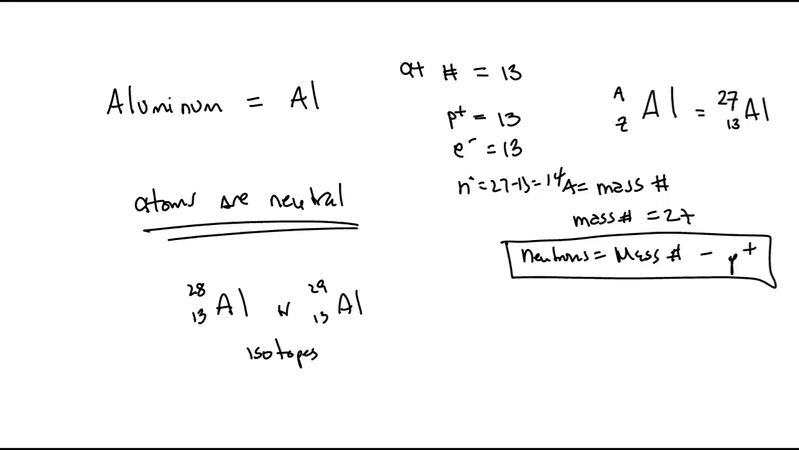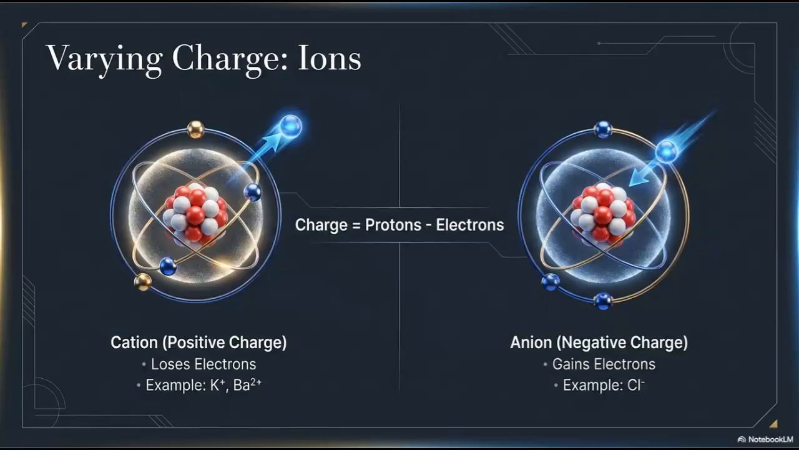Okay, so let's move on to this other case now. When we change the number of electrons, the atom is no longer neutral. It is going to have a charge. The charge will be determined by how many electrons you have. And you can either have an atom that's positive, which we are going to call a cation, or we can have a negative atom, which we're going to call an anion.